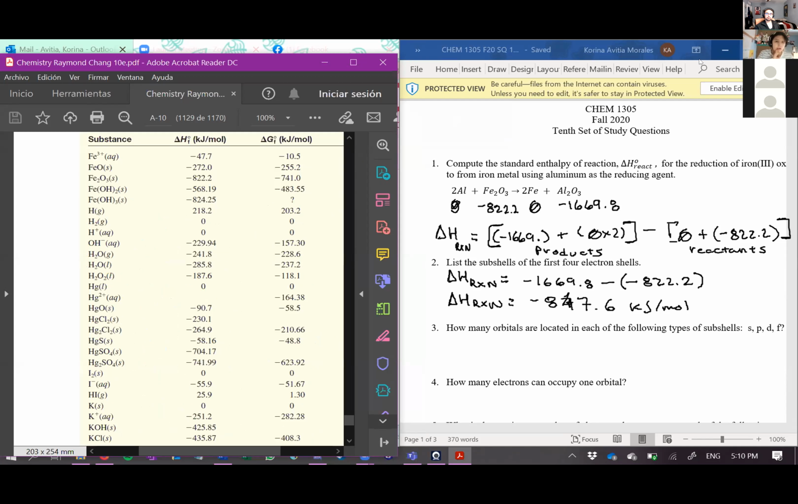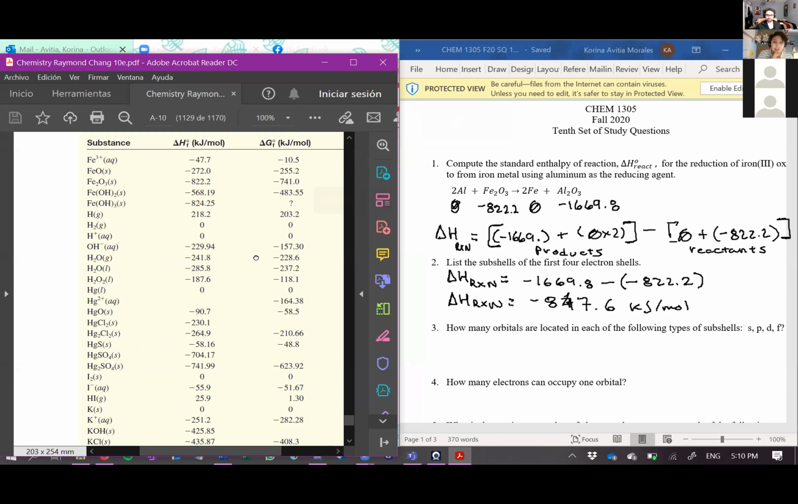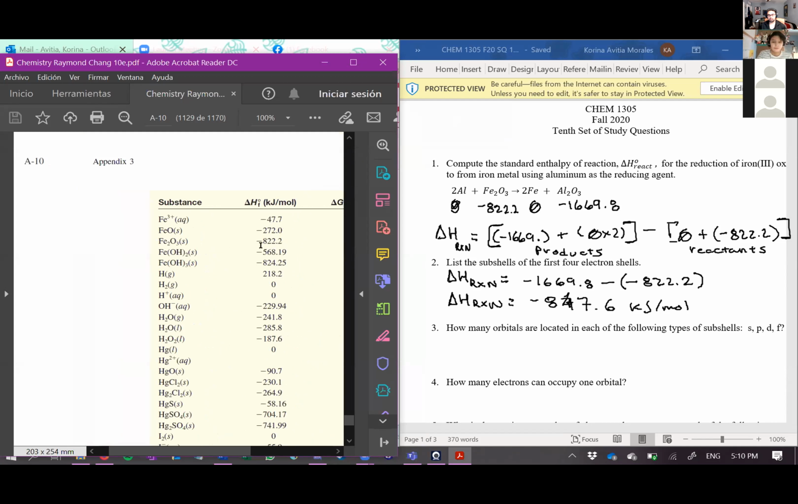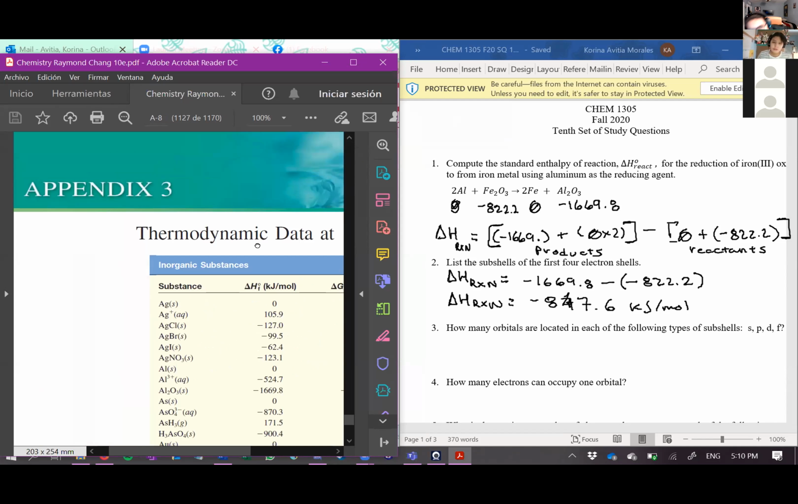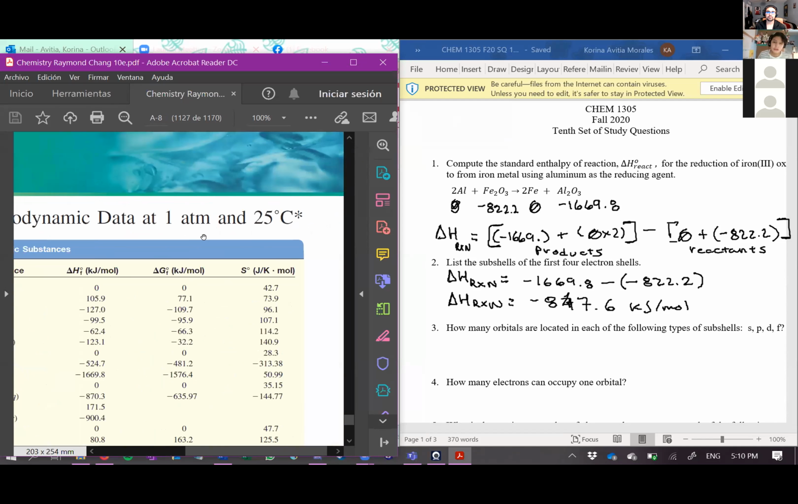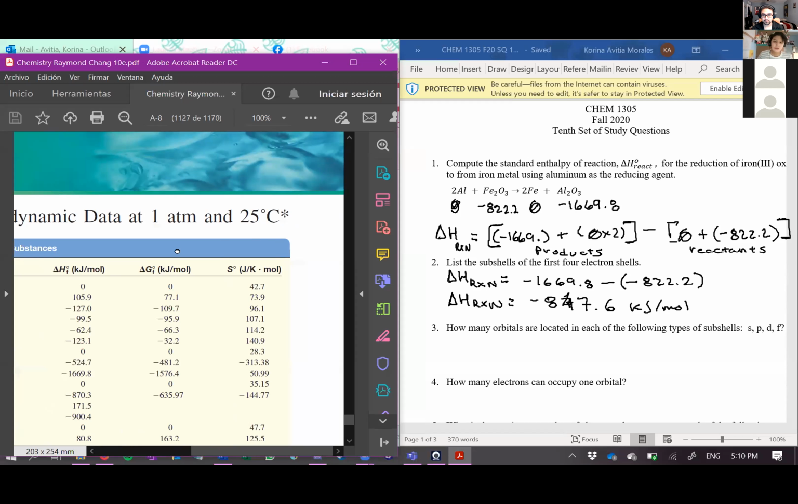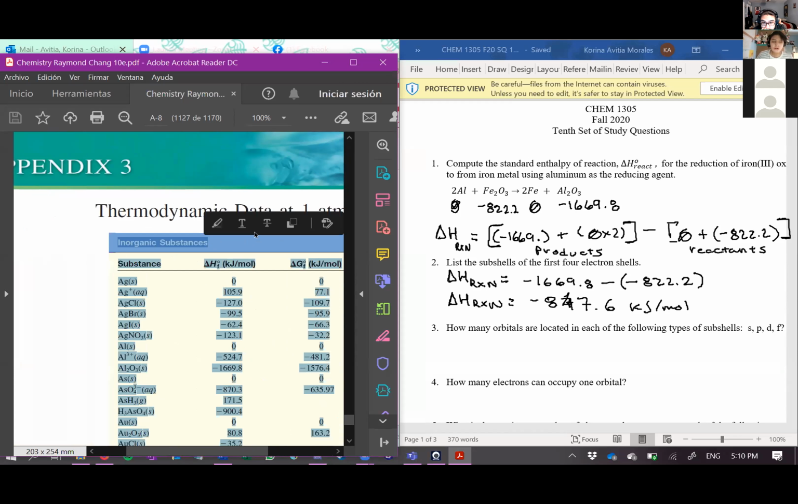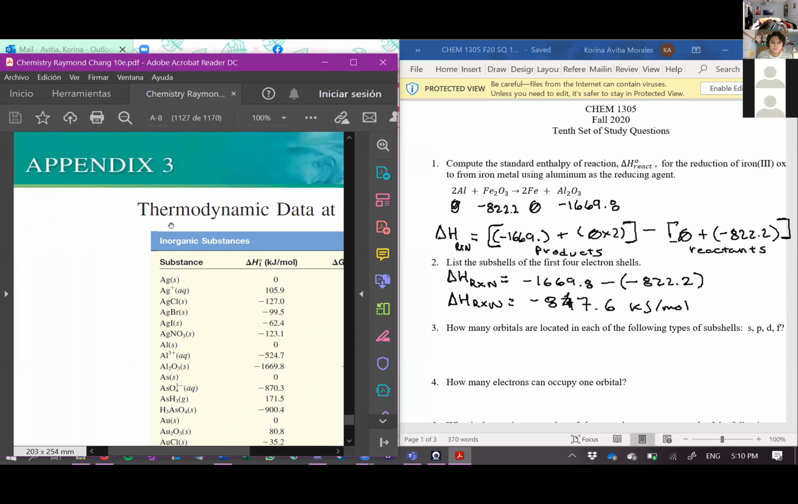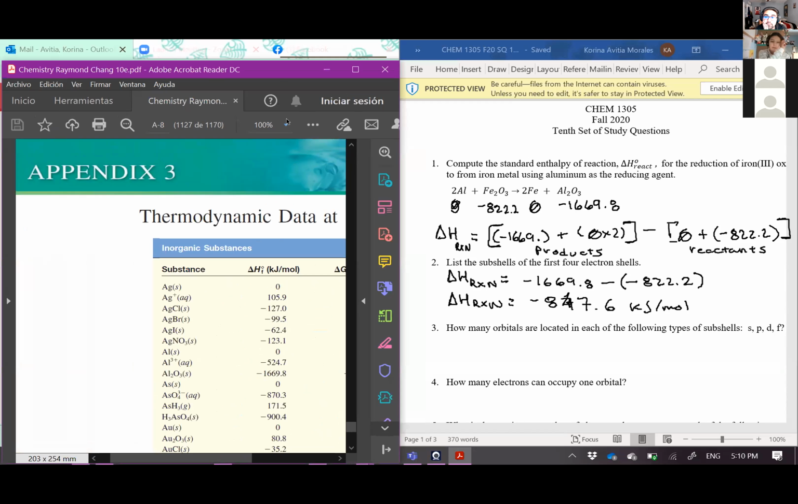What page is it on the textbook? This is Appendix 3 at the very end of the textbook. It's called Standard Thermodynamic Data, or Thermodynamic Data at 1 atmosphere and 25 degrees Celsius, which is just standard enthalpy, standard conditions. So it's Appendix 3 in your Chang textbook. It might differ if you have a different one by chance.